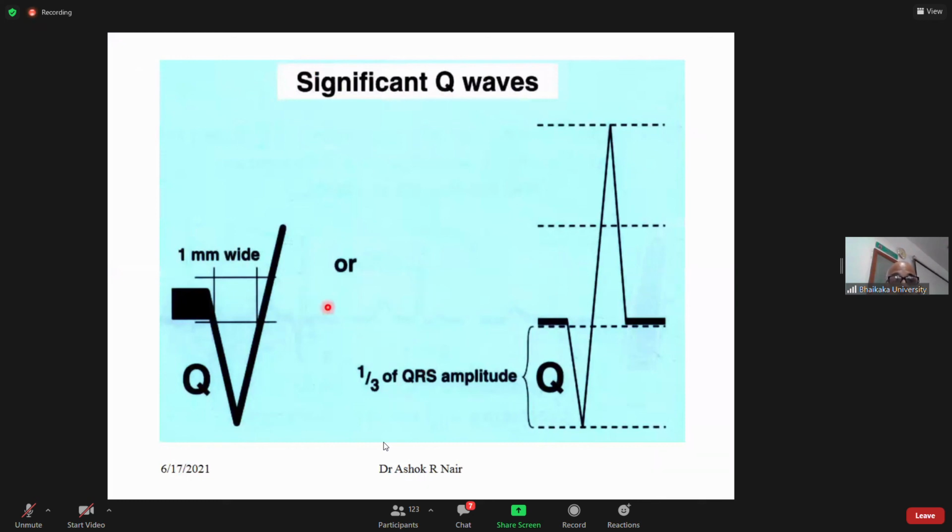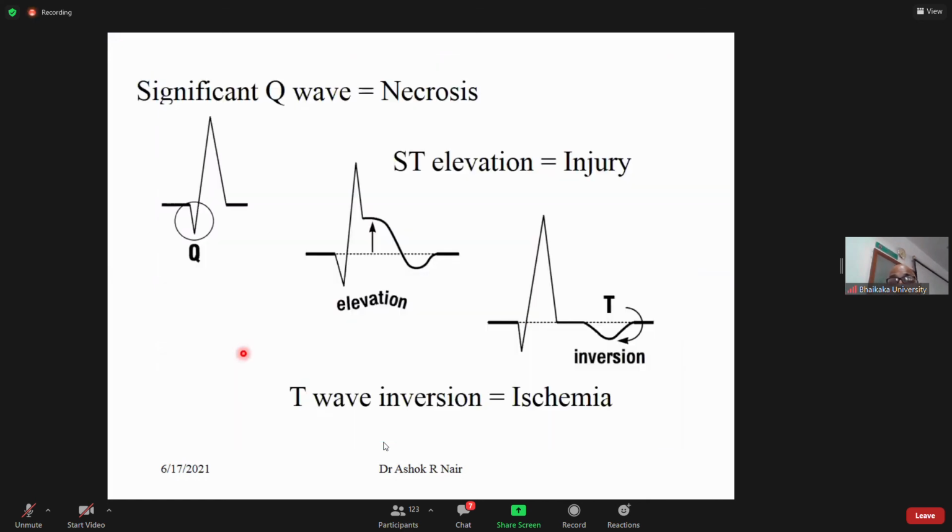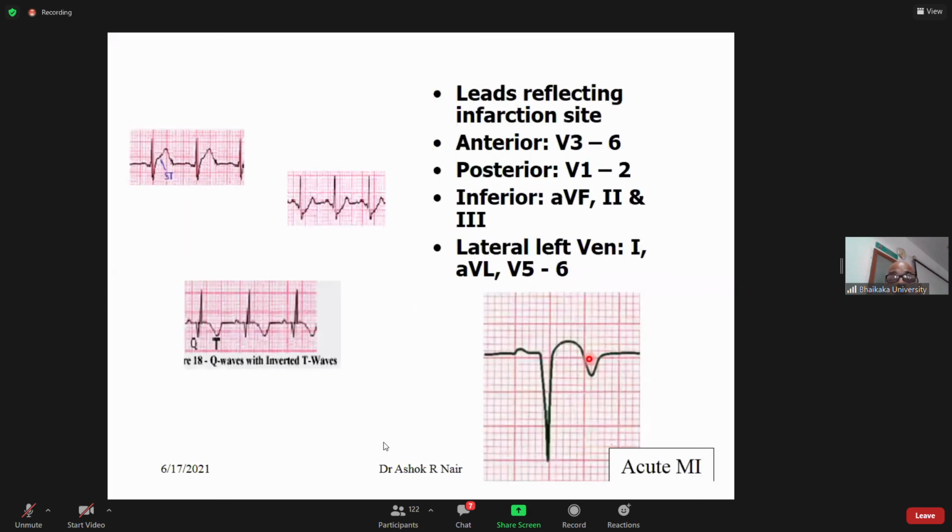There are certain abnormalities which in ECG you might see. If the Q wave is 1/3 of the QRS amplitude, it's an abnormality. If the Q wave is quite wide, it will be considered abnormal. Significant changes in the Q wave are seen in necrosis. ST elevations might be seen in case of an injury, or T wave inversion. That means repolarization is affected, as in some cases of ischemia. It will be seen.